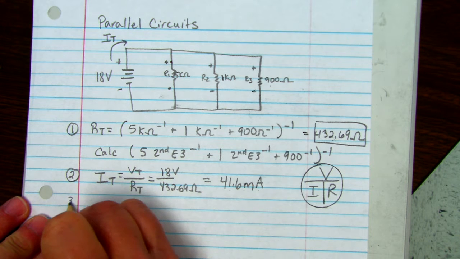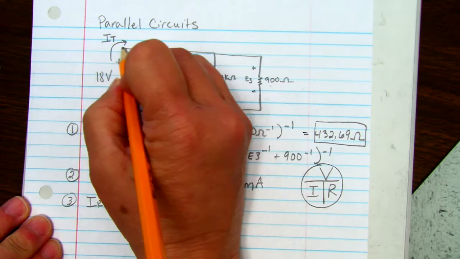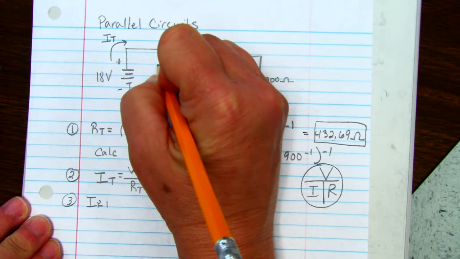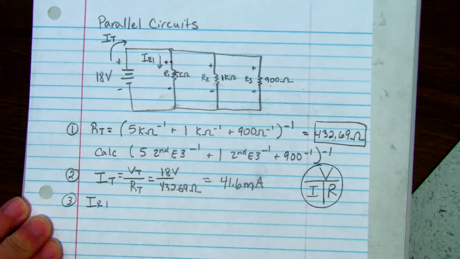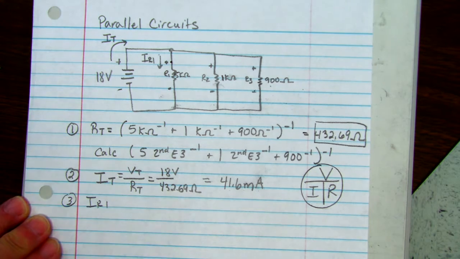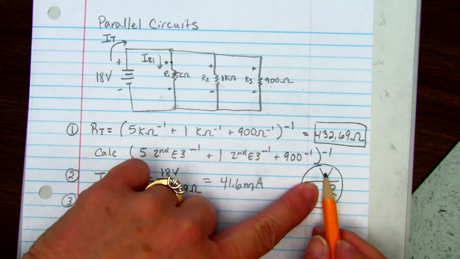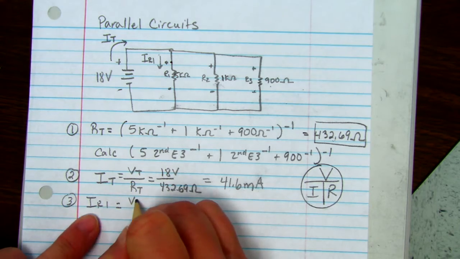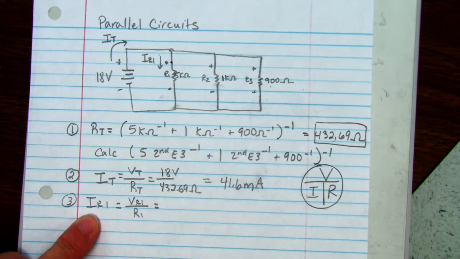The next thing you'll need to solve for is IR1. Your total current here hits this node and it splits. The current that comes down this branch is IR1. You're going to then go back to your Ohm's law. I again is V divided by R. So I'm going to take my voltage at resistor 1, divide it by the value of resistor 1.